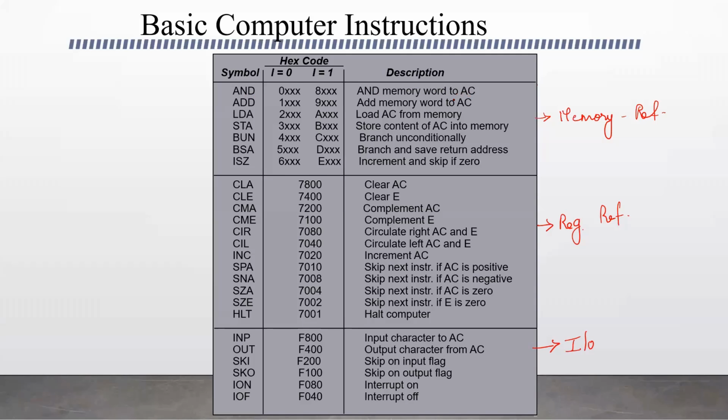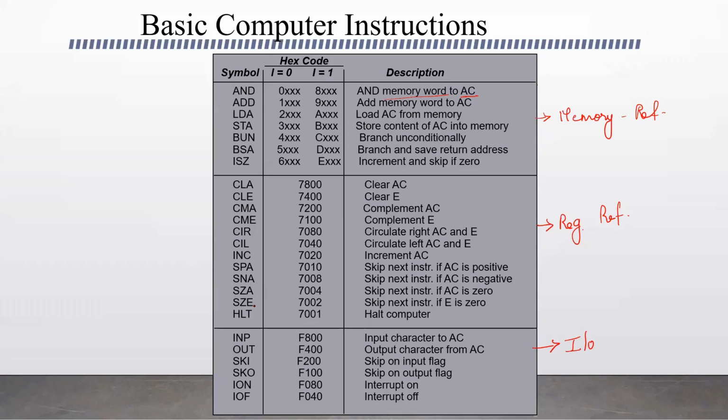So it performs the logical AND operation on the data in the memory that can be located by the address given in the address field of the instruction code. For the memory word and AC, the content of AC, and ADD is to perform add, and this is to load the accumulator from memory. The memory word is taken and loaded into the accumulator. So here, all these instructions need the memory reference. These are all memory reference instructions.